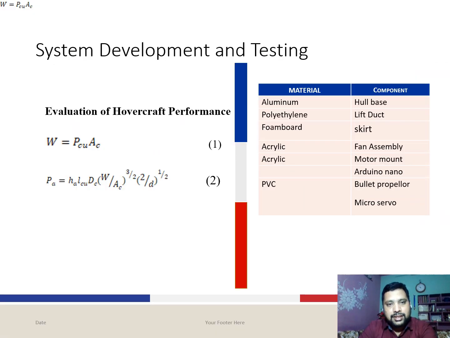With the set design we need materials. You can see that different types of materials are used. With this we were able to develop a prototype, and this prototype needs to be evaluated, and the performance of the hovercraft is calculated using equations 1 and 2.